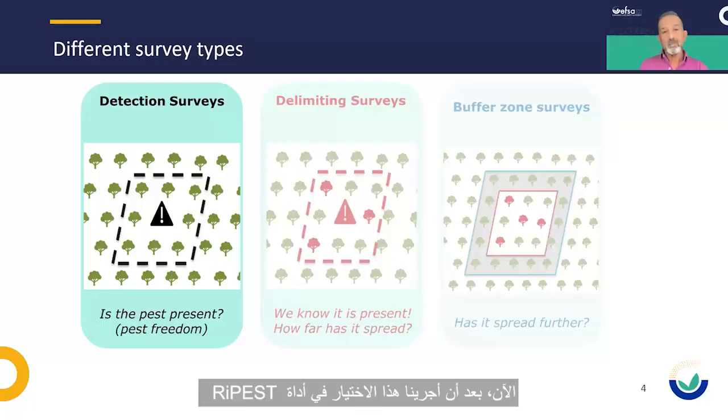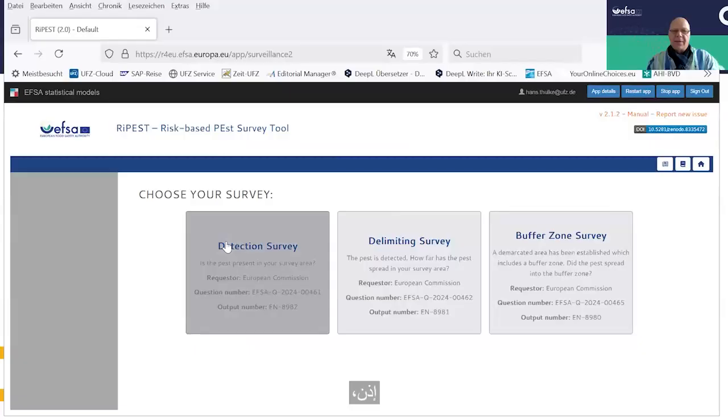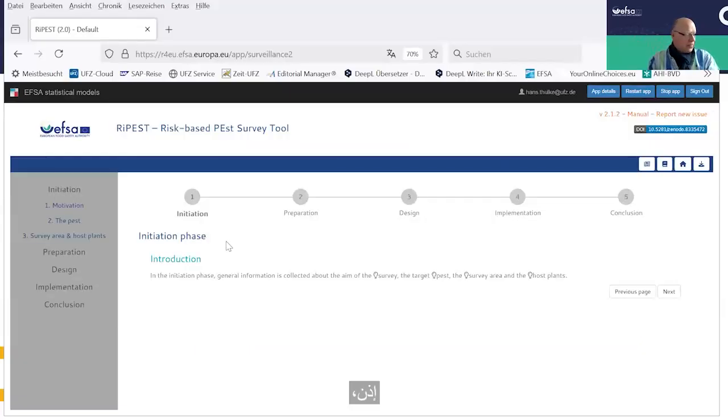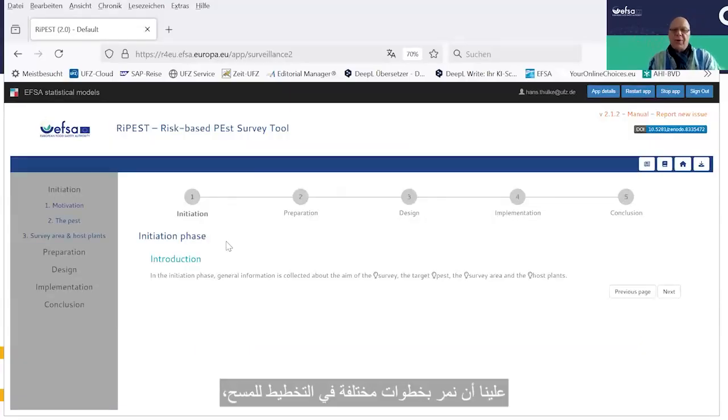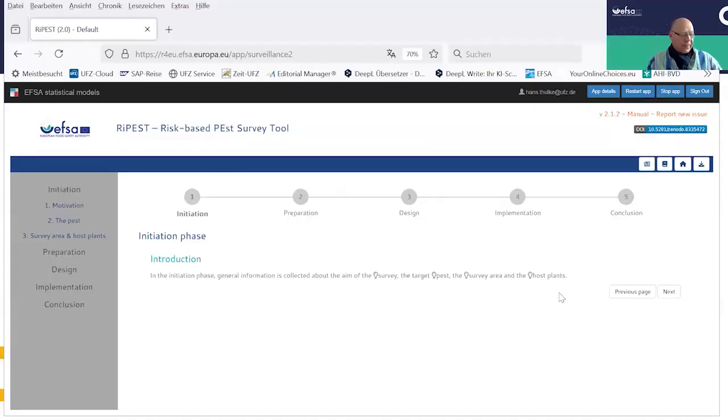Okay, now when we have done this choice in RIPEST, we have to go through different steps of planning for the survey, for the target pest, for the survey area, and for the host plants. Let's start immediately with this.